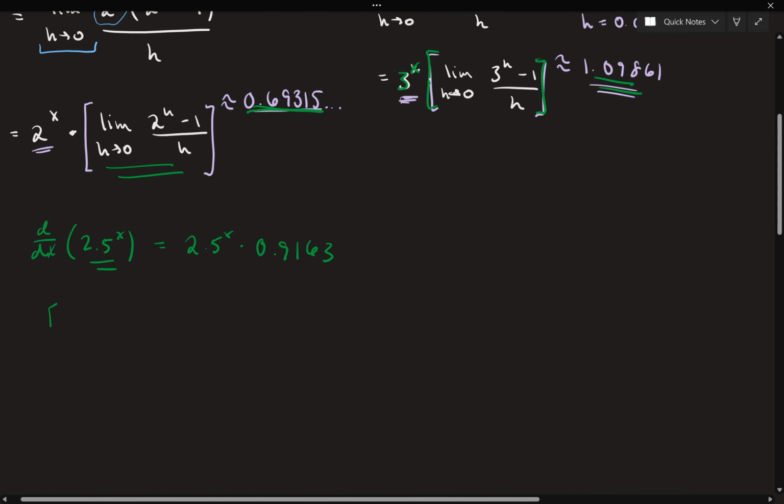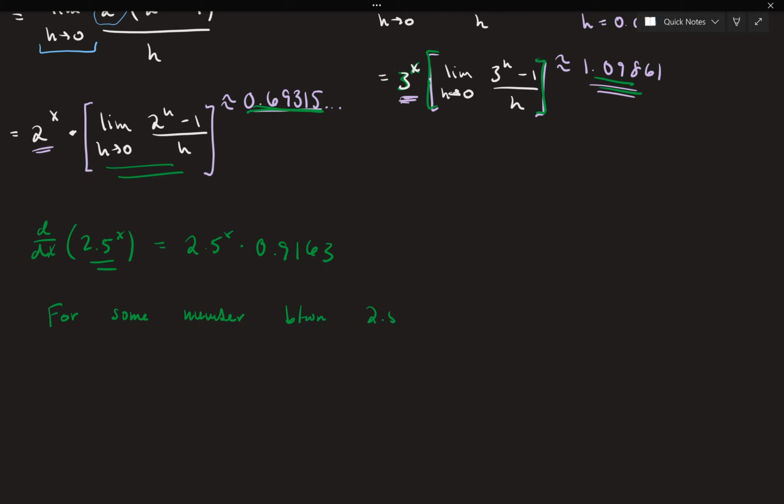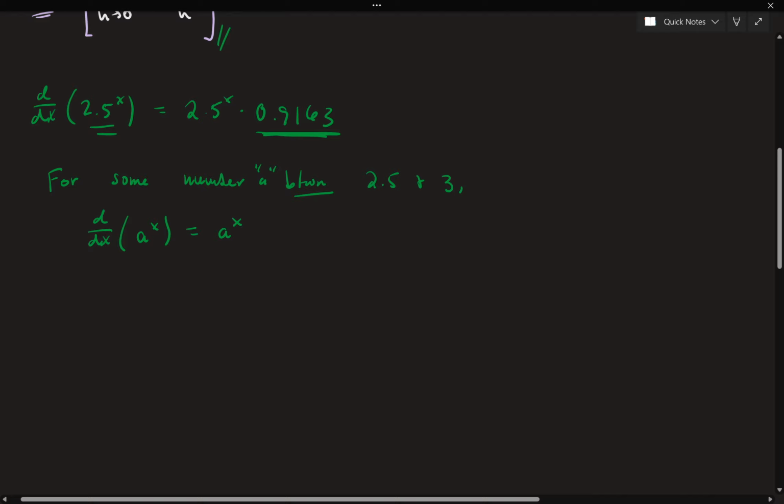So for some number between 2.5 and 3, I'll call that number a, the derivative of a to the x is a to the x itself. Because there's some number in the middle that'll give me this limit as being 1. Because here I undershot it with 2.5. Here I overshot it.